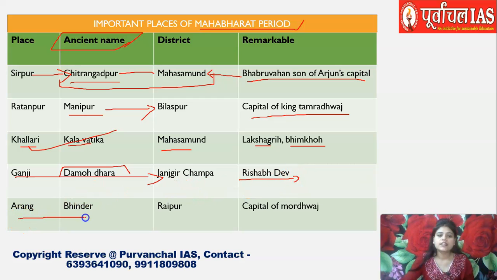Arang, which was earlier named Bhinder, in the district Raipur, we find that it was the capital of Mordhwaj. Okay, King Mordhwaj had his capital in Arang.